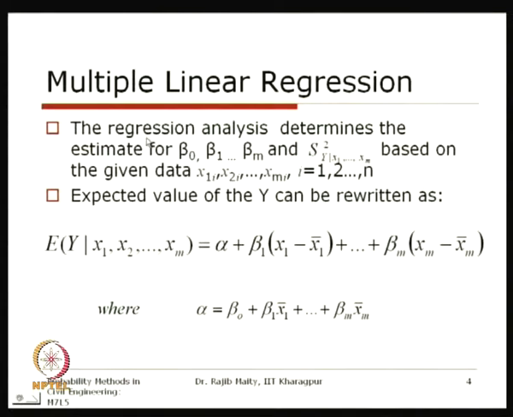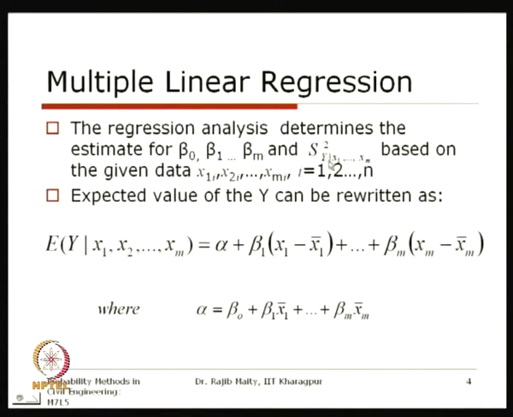Thus, this regression analysis determines the estimates for beta naught, beta 1 up to beta m, and s y square, that is the variance of y given x1, x2 up to xm, based on the given data x1i, x2i up to xmi, where i varies from 1, 2, 3 up to n. The subscript i represents the number of data points available to us, and this m represents how many inputs we have.